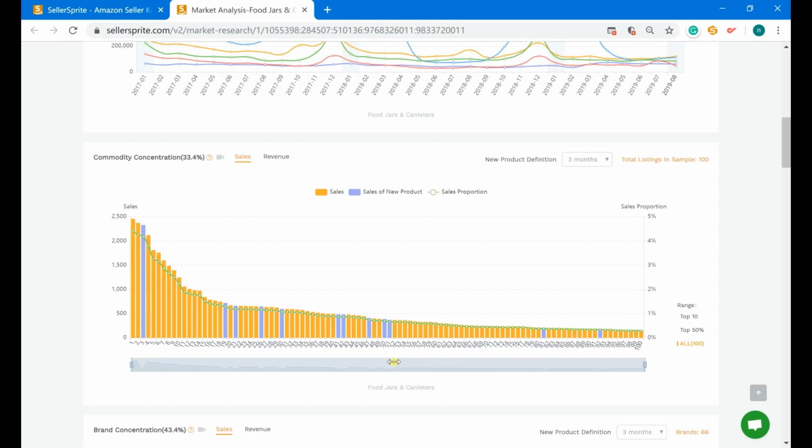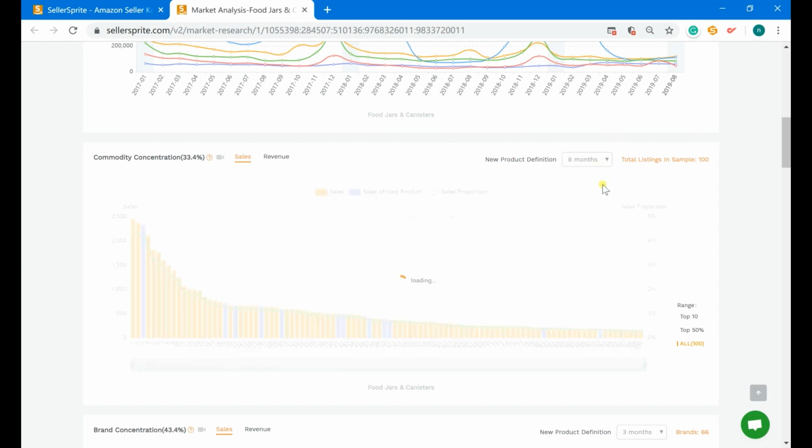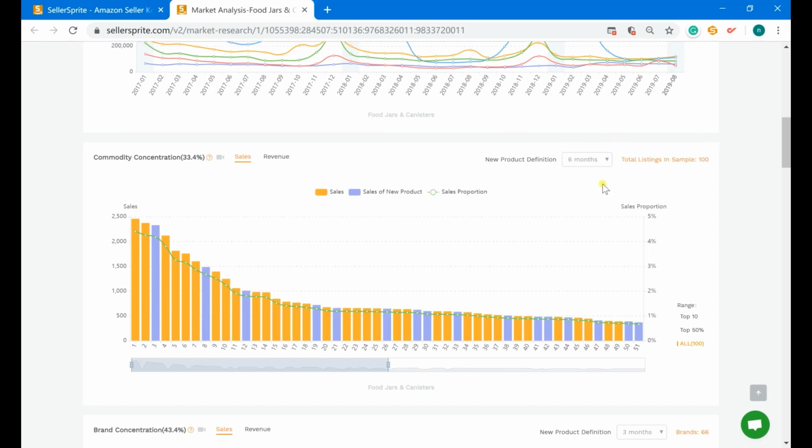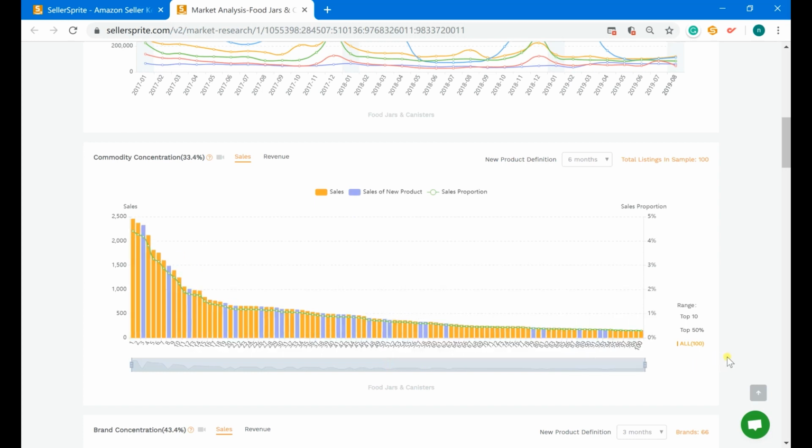Second, there are 13 new products listed for less than 3 months that enter the sales volume rank top 100. It's a lot. When we define a new product as a product listed for less than 6 months, the proportion of new products and the sales volume further increases. It indicates that the new products have a high impact on the market.